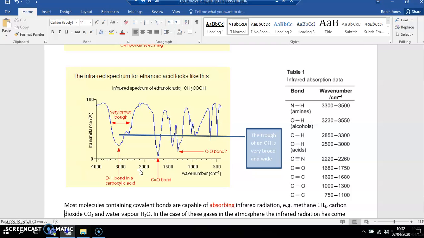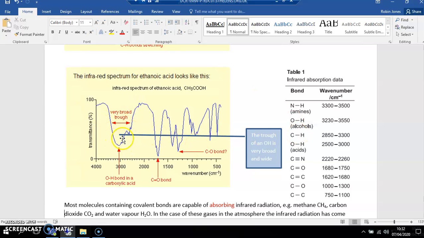Let's have a look at the next one here. I've got another wide trough here, so another alcohol, but it's not at the right wave number. It's at around about 3,000 rather than 3,300, 3,400. So it's definitely an OH because it's so wide, but it's at the wrong position. And that's because this is an OH in an acid, a carboxylic acid, COOH. So there are two kinds of OHs: one in an alcohol and one in a carboxylic acid, and they're at different wave numbers. This one is around about 3,000, whereas the previous one was around about 3,300, 3,400.